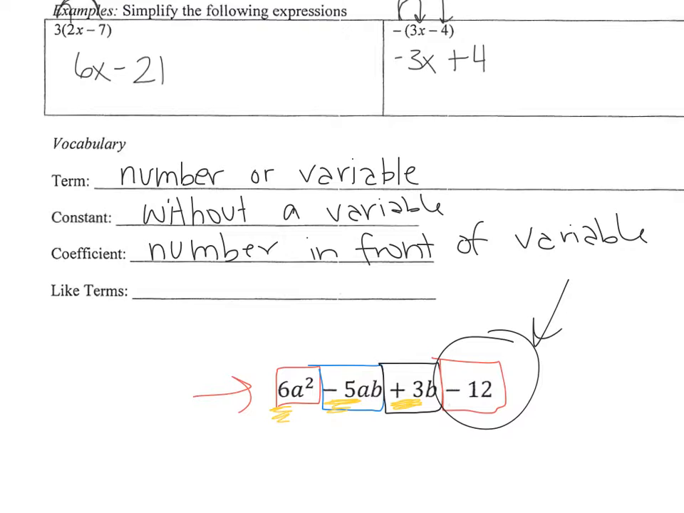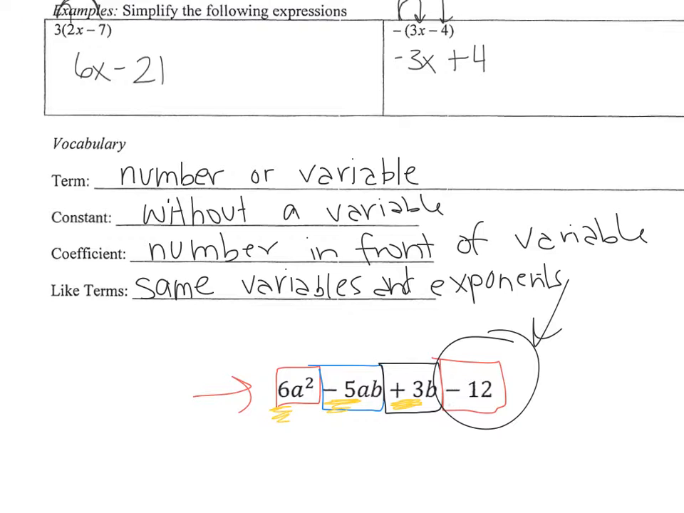Like terms are terms with the same variables and exponents. So, if I look right here, there's no like terms in here because this is a squared and this is just a and b and this is 3b. And this is negative 12. They don't have the same.